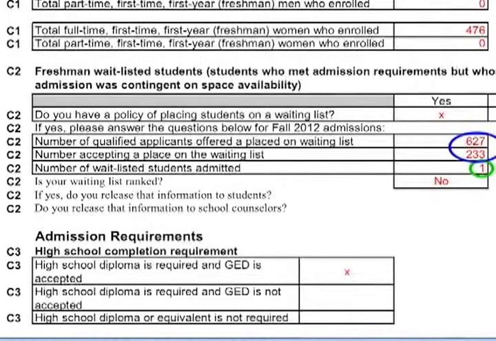You move on to section C2, and you can see this is actually the single best way to find out what your chances of getting waitlisted are, because you can see the waitlist data there. It tells you how many people were offered a place on the waitlist, and how many people chose to stay on the waitlist, and how many people were taken off the waitlist.